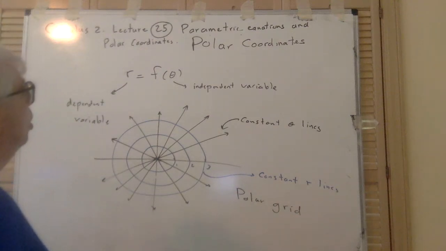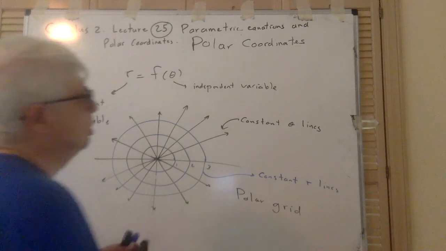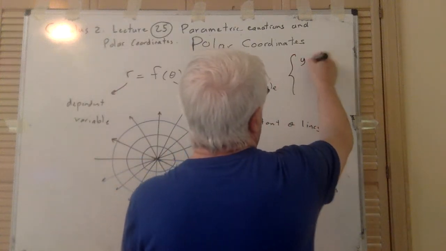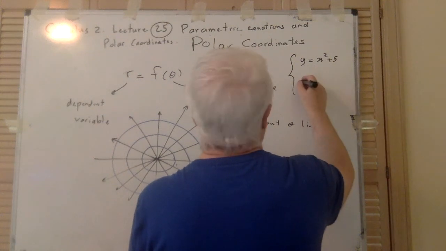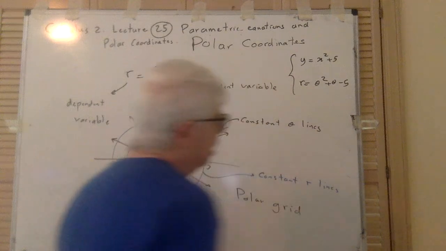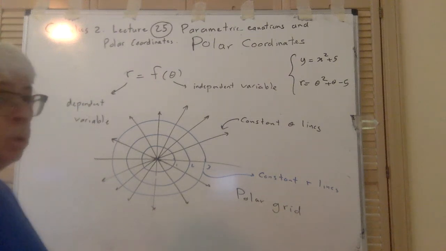Okay, so that is r equals f of theta. What does this mean? The same way that you have functions in xy coordinates, you say y equals x squared plus 5, here you say r equals theta squared plus theta minus 5, right? So in polar, it's like that. Theta is the independent variable and r is dependent.